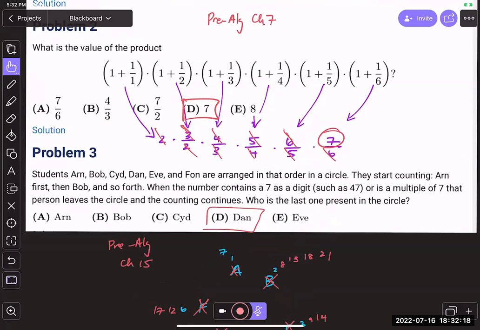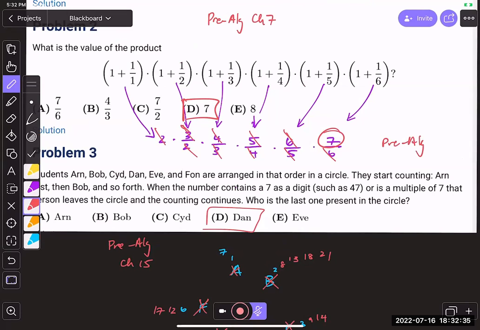Problem number 2, this one I didn't exactly mention. This is really just understanding how to cancel in a product. If I had to put this somewhere, it would be pre-algebra chapter 15 as well. But the idea is recognizing patterns. And the pattern here is that all the numerators and denominators cancel out.